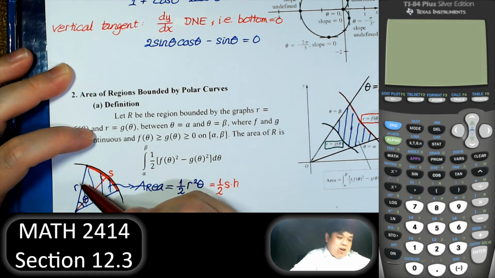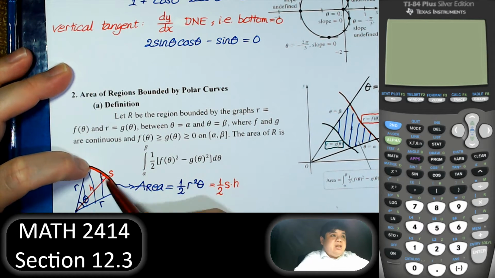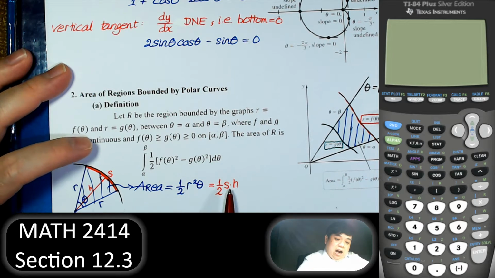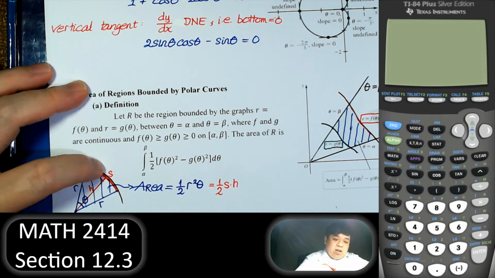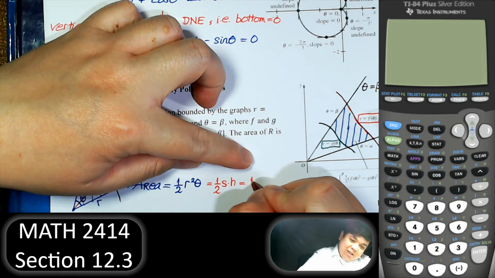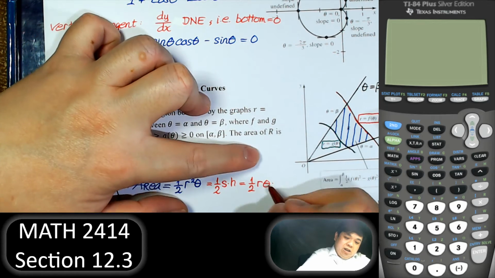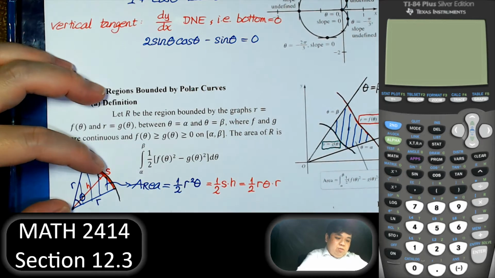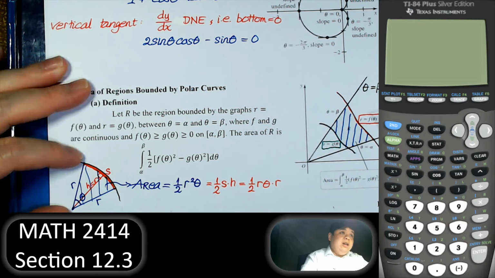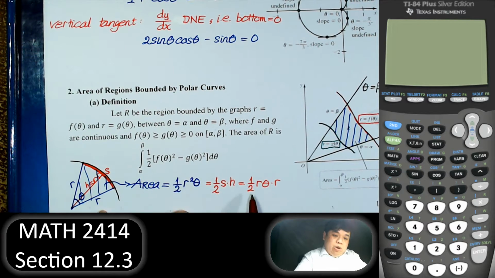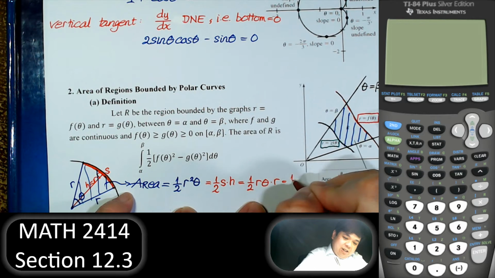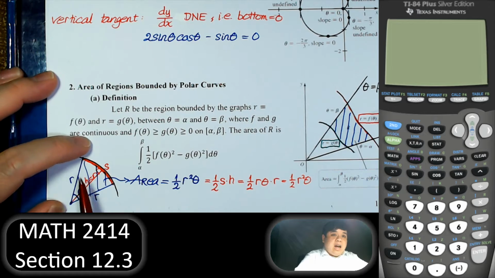So kind of like a triangle, right? But this is S instead of the base. The arc length S is r theta, and the height is also the radius r. So we have 1/2 r squared theta. So for one sector that is the area.